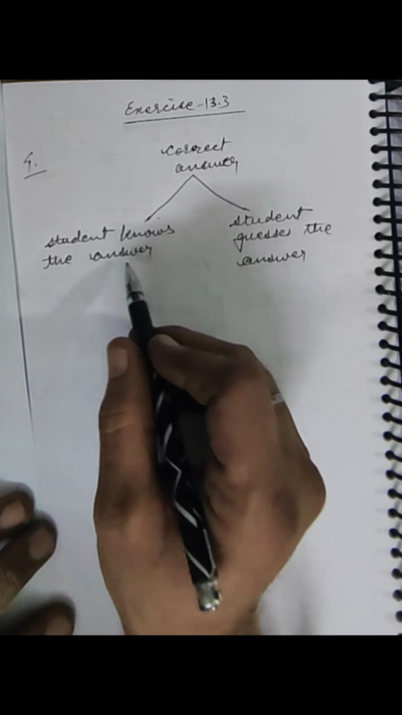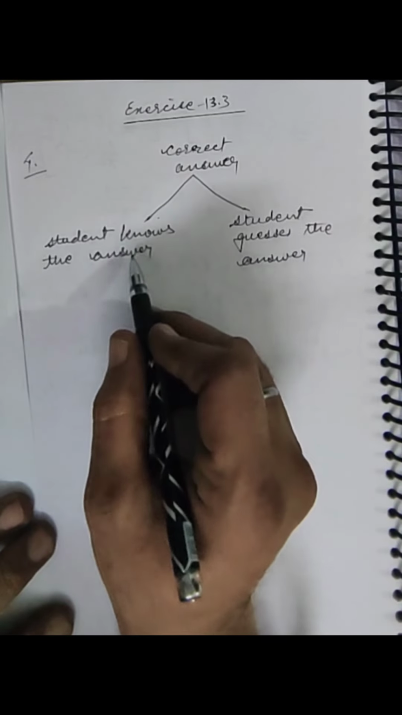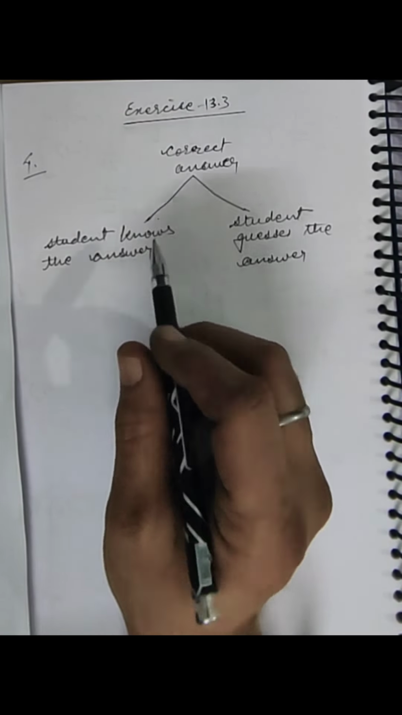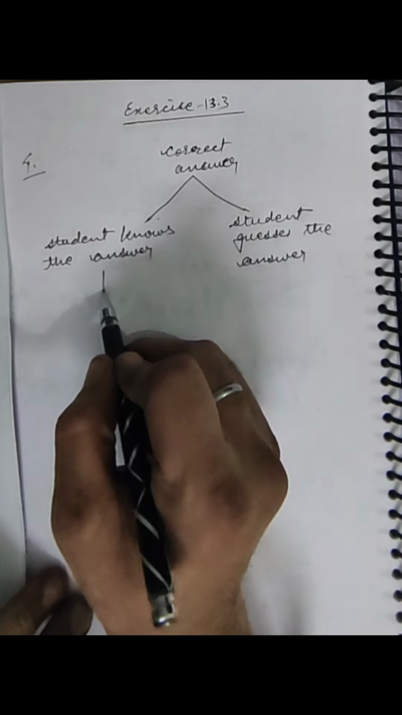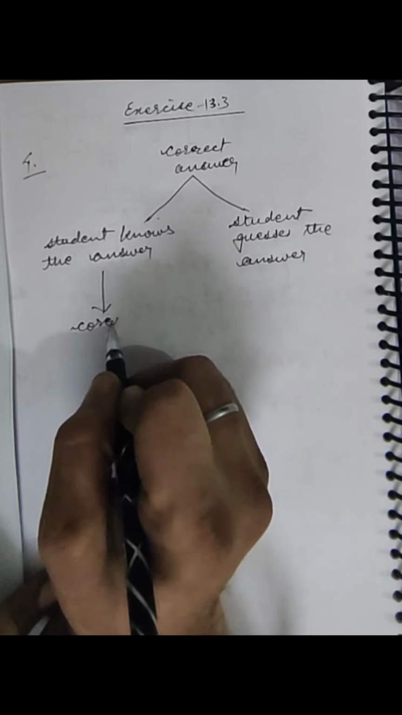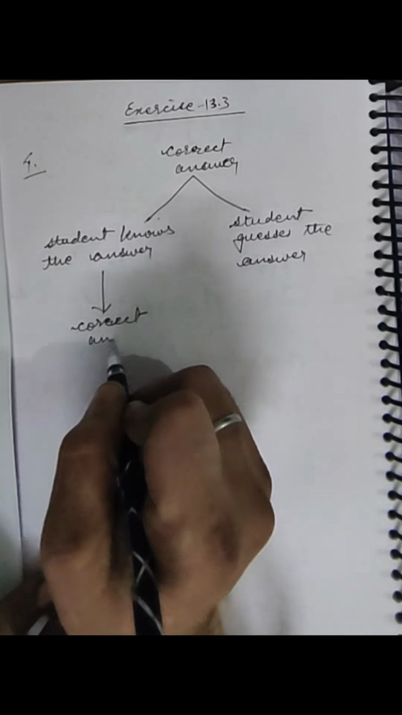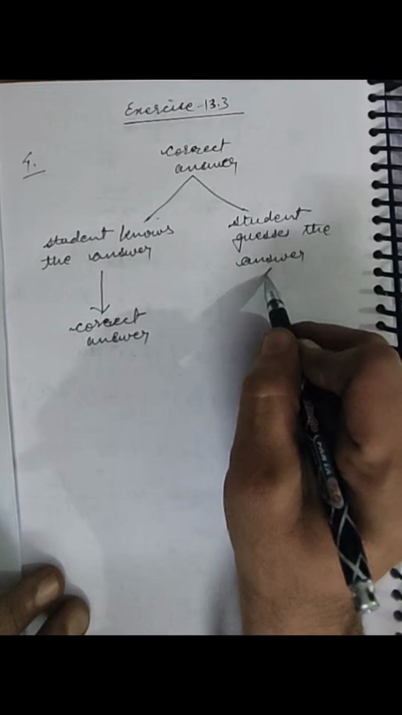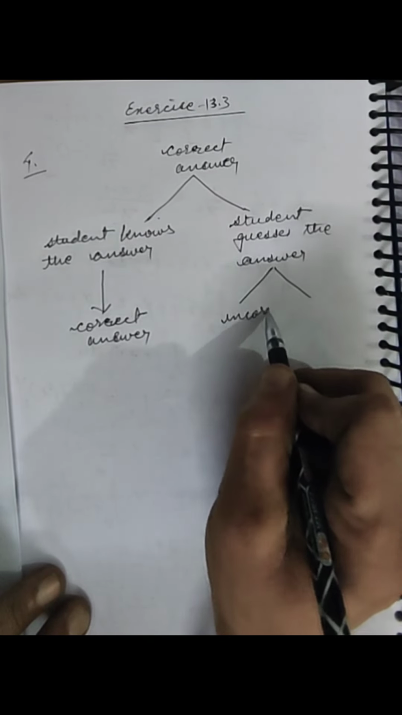Further, we have to discuss their results. If a student knows the answer, then for sure the answer would be correct. Only one option is there, it's correct answer. There are 100% chances that a student who knows the answer will put the correct answer. If he does not know and guesses the answer, then there are 2 options: incorrect or correct.